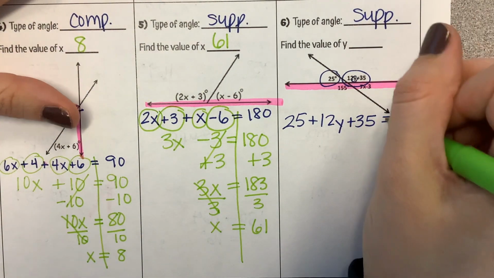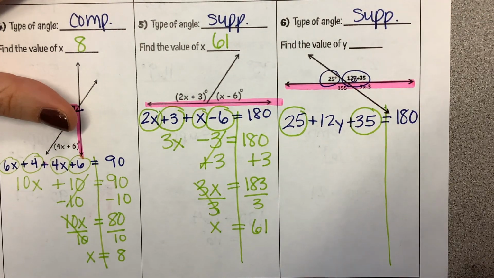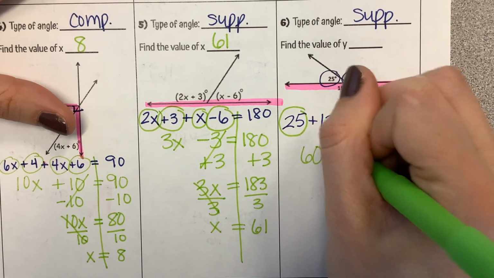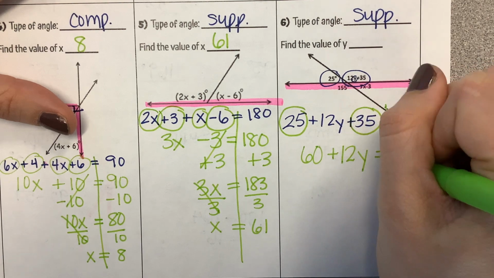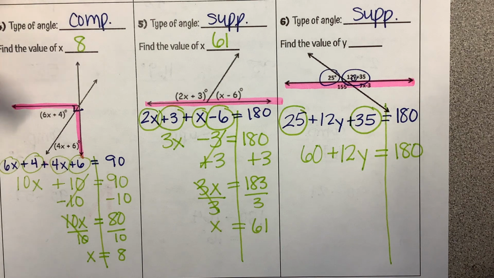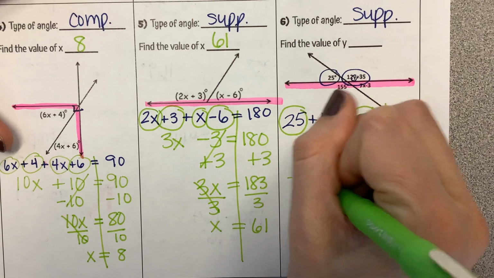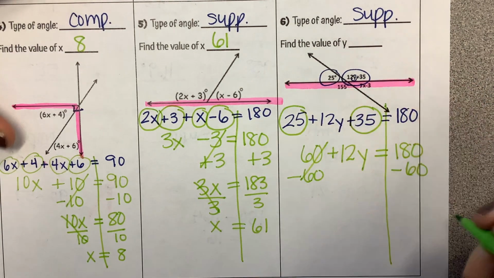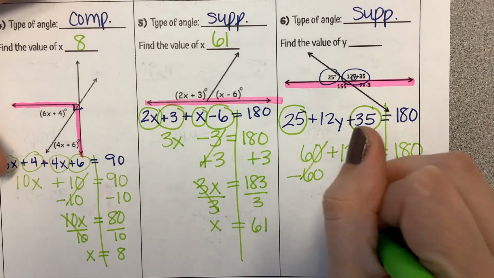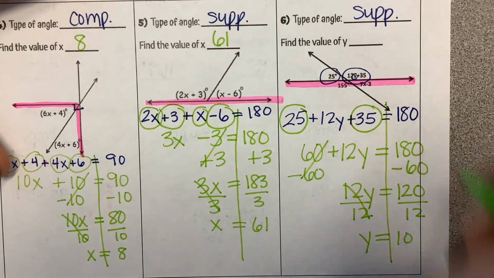So I'm going to simplify on here. We've got 25 plus 35, which makes 60. So 25 and 35 is 60, plus 12y equals 180 degrees. Now we've got our normal two-step equation that we're going to solve. If I have 60, I'm going to get rid of it by subtracting 60 from both sides. I'm left with 12y equals 120. Divide each side by 12, and I get y is equal to 10.